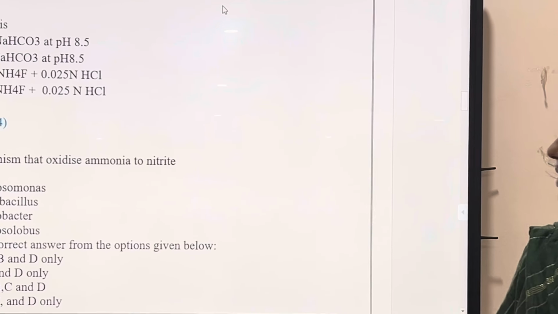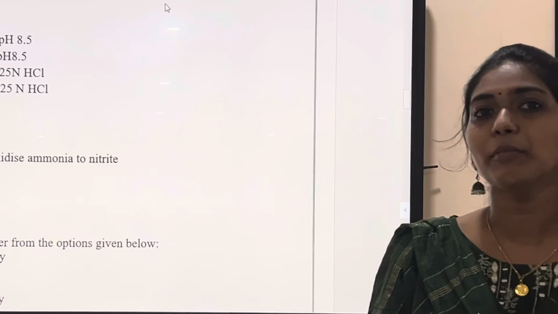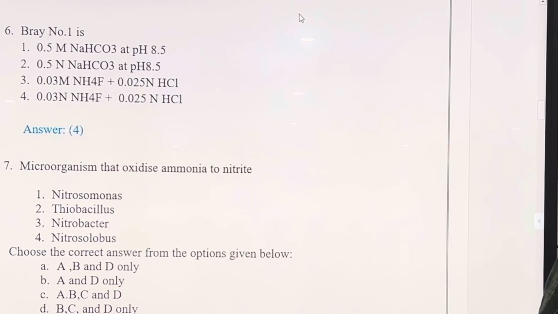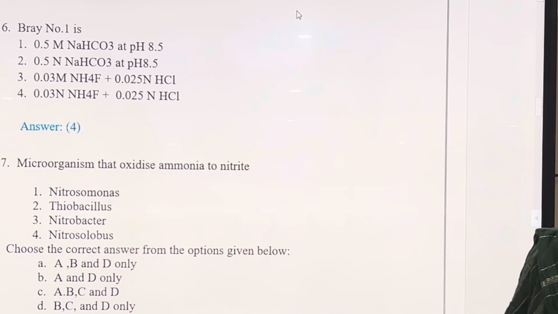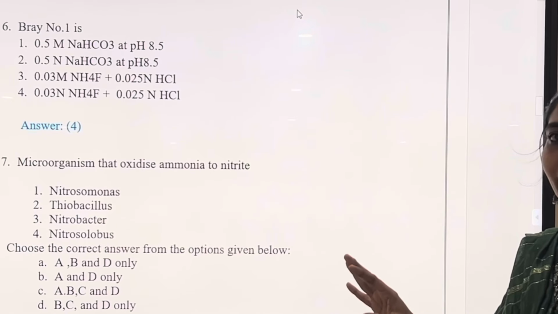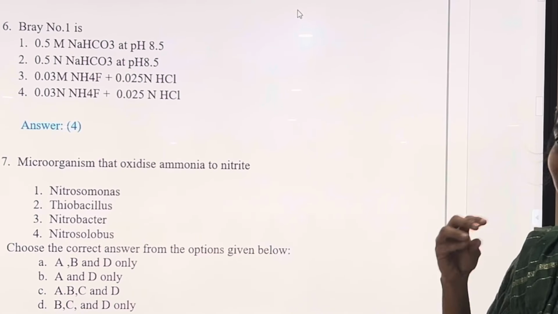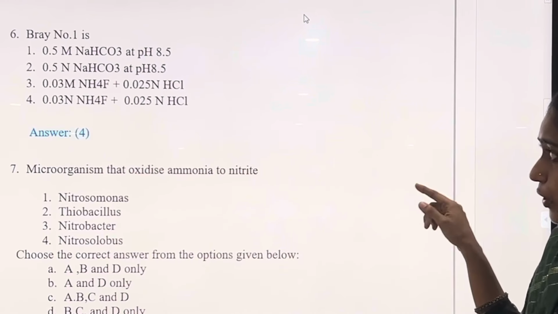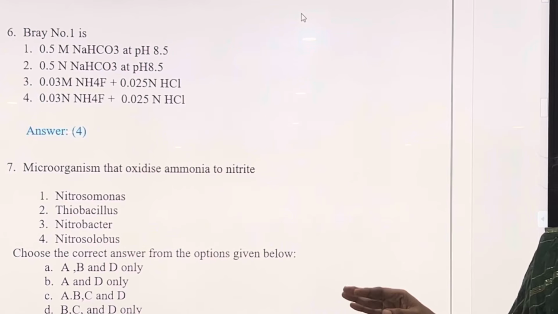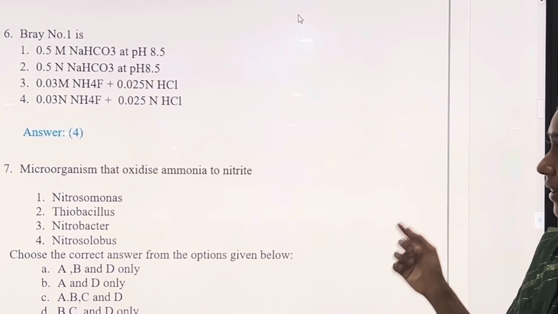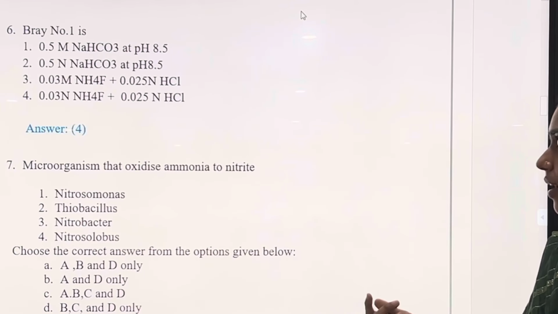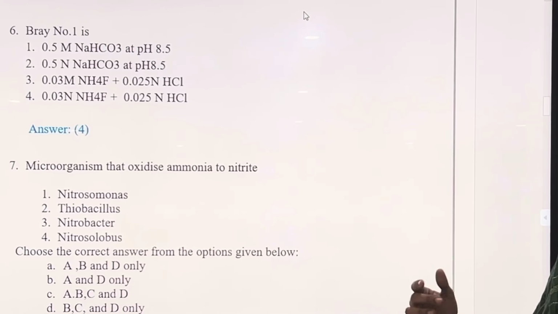But here the question is, the Bray number 1 reagent consists of some chemicals. Which are those chemicals? That's the question. If you have studied, you may know that it consists of ammonium fluoride and HCl. But again, see the question pattern, they have been more specific. This is a peculiar feature of the JRF or SRF examination. The options are given as too specific. When you look at options 3 and 4, both have the same chemicals, ammonium fluoride and HCl, but they have changed the molarity and the normality. In option 3 it is 0.03 molar, whereas in option 4 it is 0.03 normal.